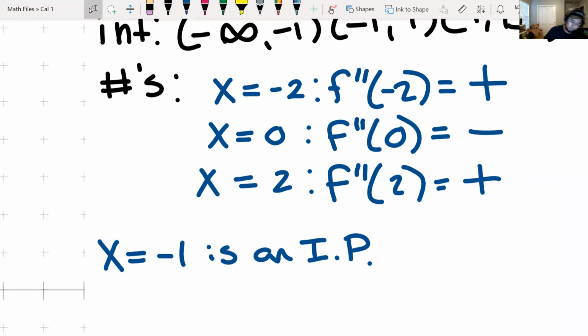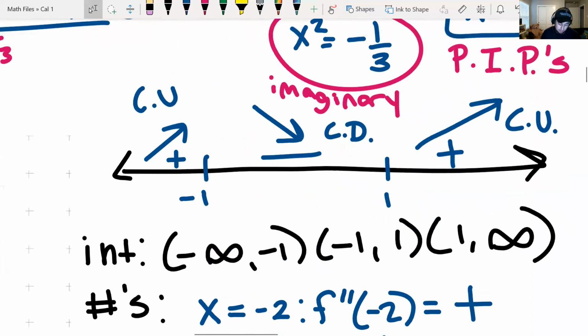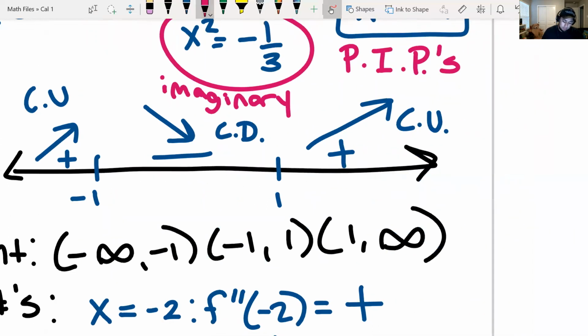Okay, now back. Let's look at 1. We go concave down, and then we go concave up. So concavity changes, meaning 1 is an inflection point.